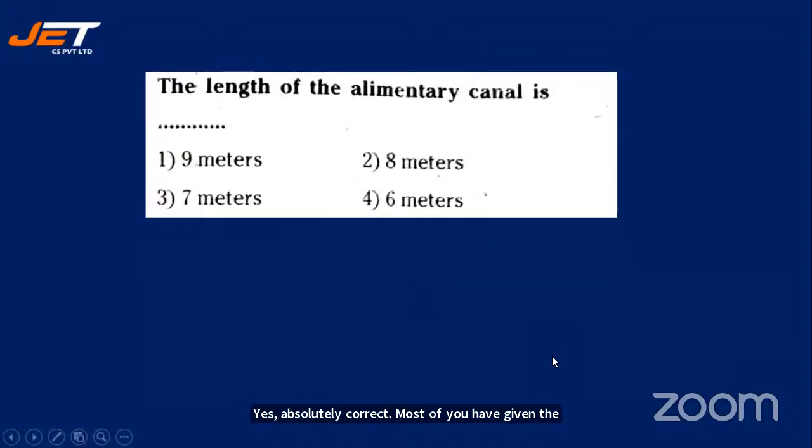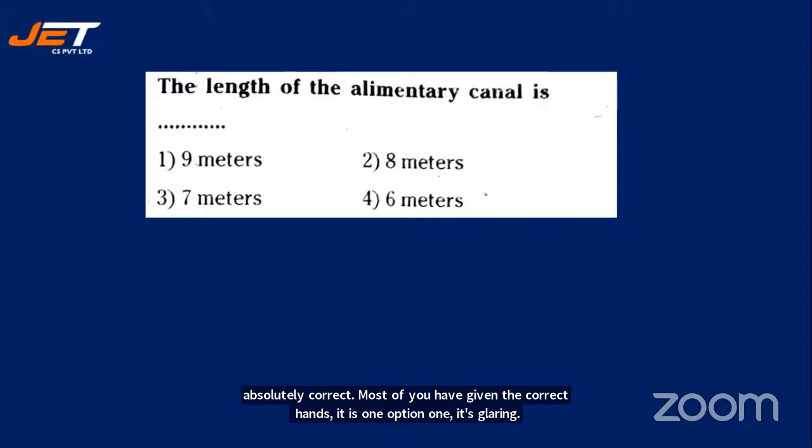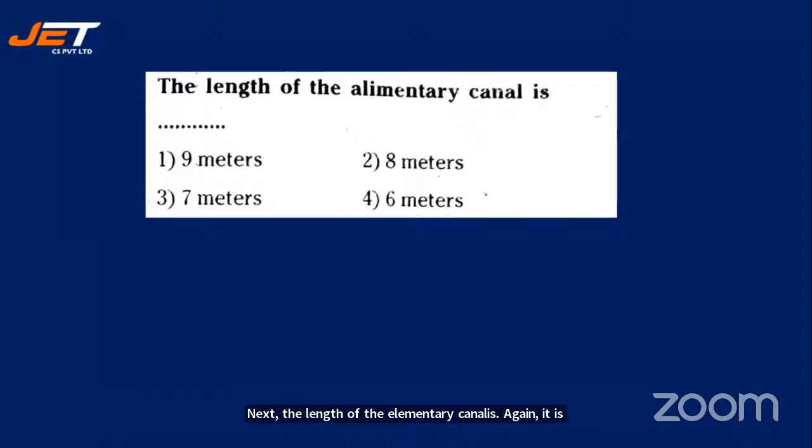Yes, glycerin. Next, the length of the alimentary canal is, again, a correct, appropriate one, which is given in your textbook. That number is given, it's a definite, important question. The length of the alimentary canal is given in your textbook with a number. Yes, very good. Yes, children, it is 9 meters. Okay, so it is 9 meters.